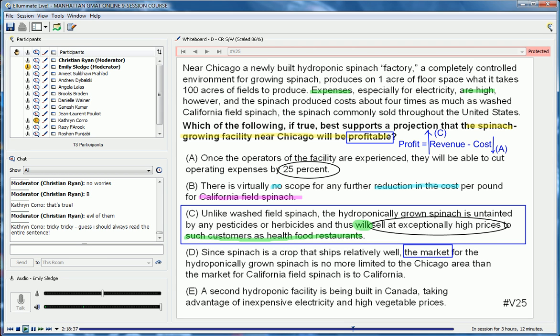And E, second facility in Canada, is completely unrelated by GMAT standards. In real life, we might take it as an example, right, that the business model will work, but you can't do that here. Any questions on this one or further comments? Yep, the devil is in the details on these, but nice job on that one, guys. Let's move to the next one.